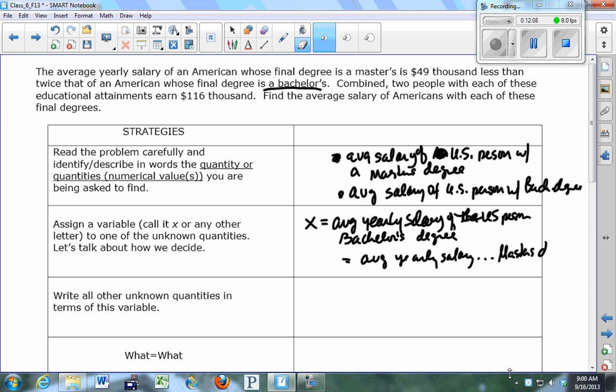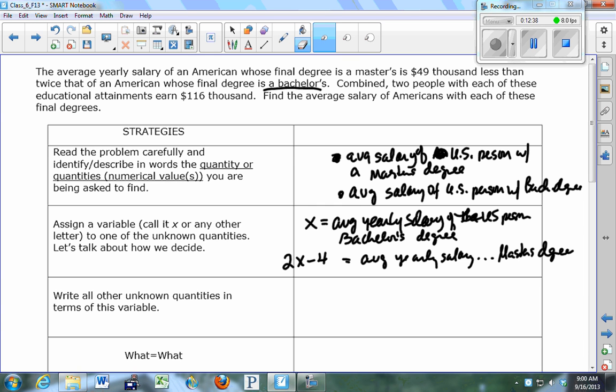Is it a bigger amount from your story? Yeah. So you're going to be adding something to this or multiplying this by something, subtracting. So what you have to do is go back and say, well, what is the average yearly salary for masters? It's $49,000 less than, we know we need a subtraction here, twice the amount of the bachelor's. So we take the bachelor's amount, we double it, and we subtract 49.